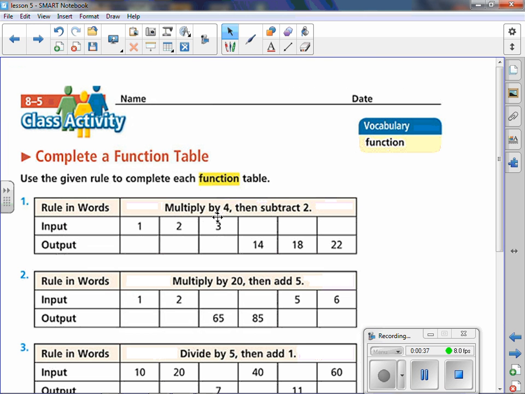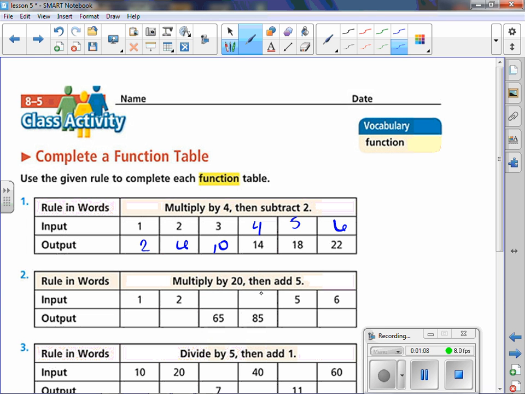All right, so we're just going to do what the words in the rules say to do to start with, and then eventually we're going to have to find our own rules. So input goes 1, we're going to multiply that by 4. 1 times 4 is 4. We're going to subtract 2, that's 2. 2 times 4 is 8, minus 2 is 6. 3 times 4 is 12, minus 2 is 10. Okay, and these just fill in going the other way. They actually just 4, 5, and 6.